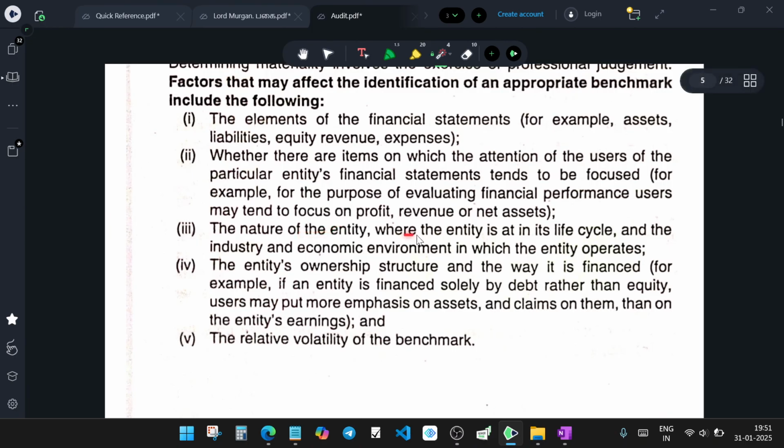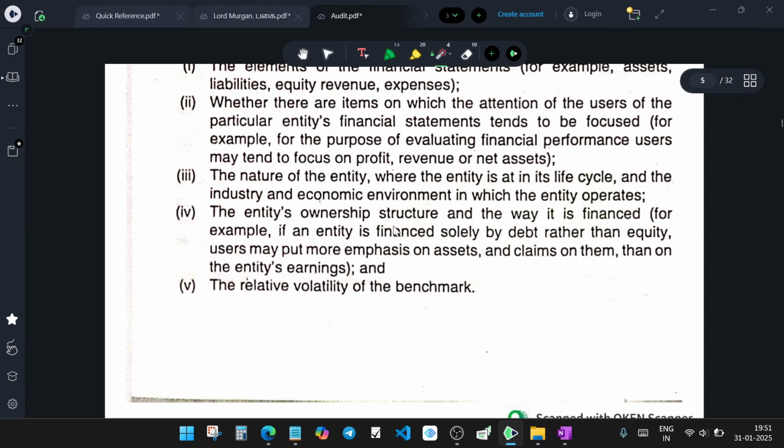And the nature of the entity, what the entity is, at what level of the life cycle. What is the life cycle? There are four stages: beginning stage, then growth stage, maturity stage, decline stage. Out of the four stages, which stage the entity is in, and what industry, and what is the economic environment in which the entity operates. So is it a cash-based industry, how is the market, what is the cash flow, what is the recovery rate, everything you need to see.